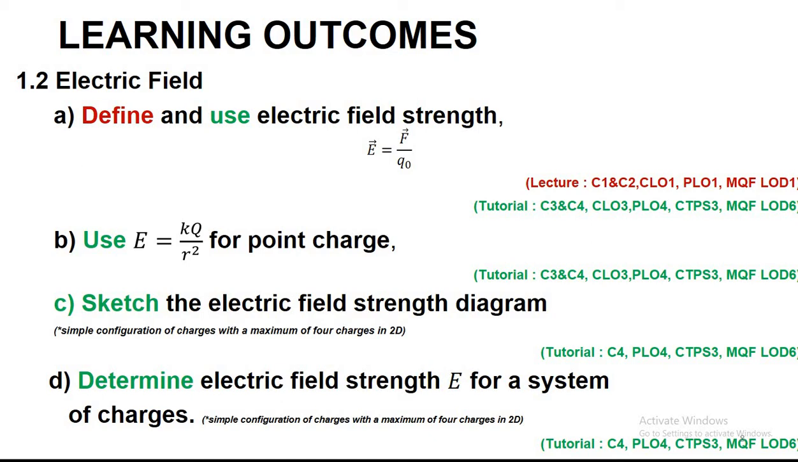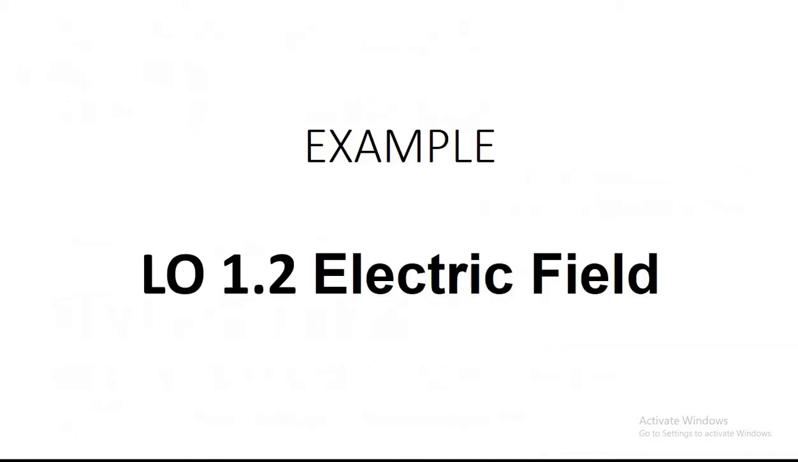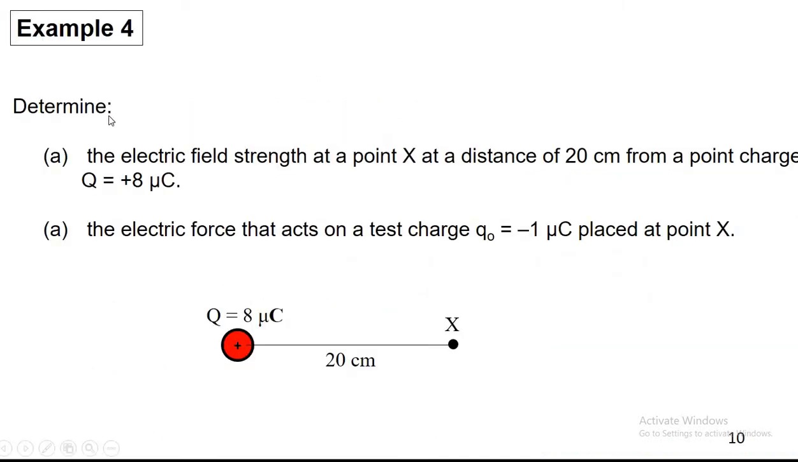Now learning outcome 1.2, electric field. Example 4. Determine the electric field strength at a point X at a distance 20 cm from a point charge Q equal to positive 8 microcoulomb. B. The electric force that acts on a test charge Q naught equal to negative 1 microcoulomb placed at X.